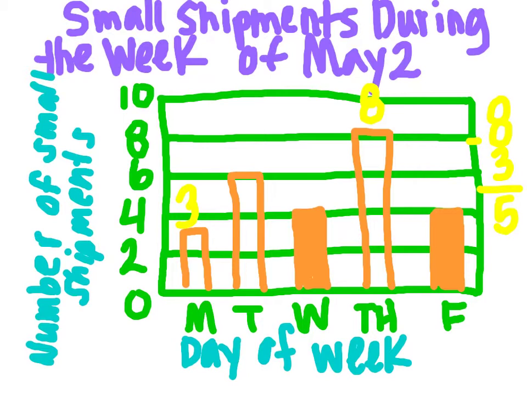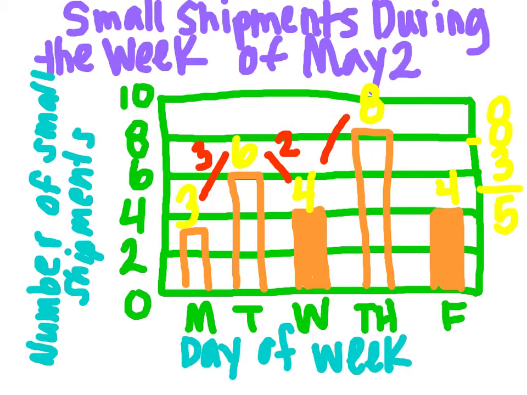And the last question: between which 2 days was the difference in the number of shipments the greatest? Between which 2 days was the difference the least? So what I want to do is find the difference between each one. Monday I have 3, Tuesday I had 6, Wednesday I had 4, Thursday I had 8, and Friday I had 4. Looking at this, between each day, which was the difference the most? There was 3 between Monday and Tuesday. It was 2 between Tuesday and Wednesday.